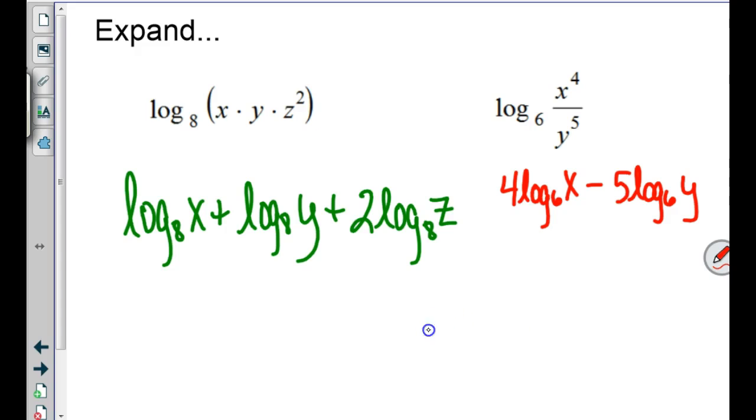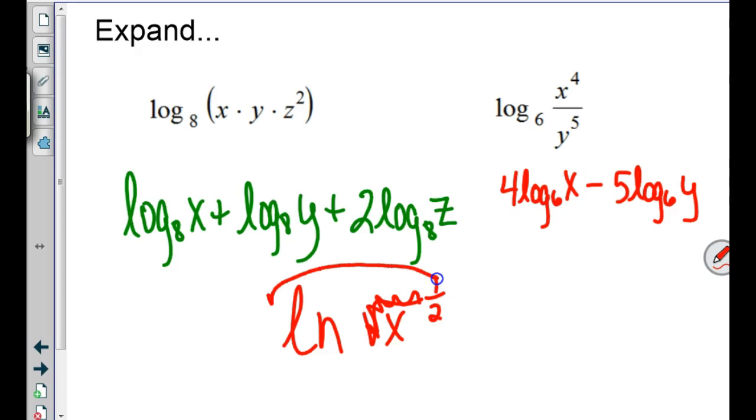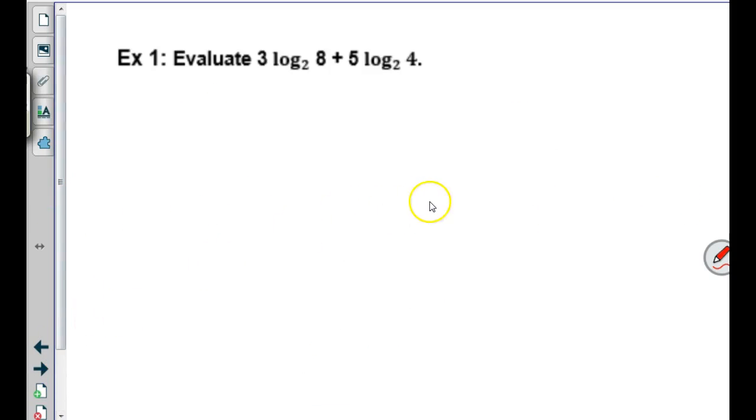All right, before we get any further, if I saw this, does anybody know what I'm supposed to do with that? What's the power of that? Yes. You need to rewrite it as a 1/2 and then move it out front. So you'd have 1/2 ln of x. Everybody good with the radicals being powers?